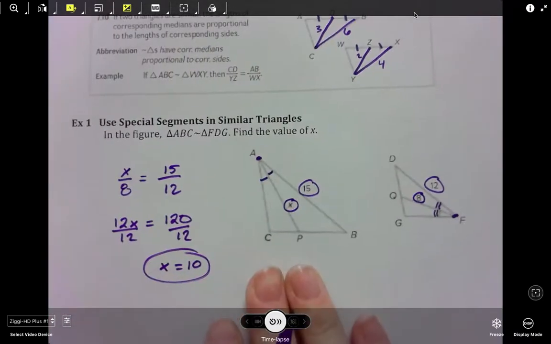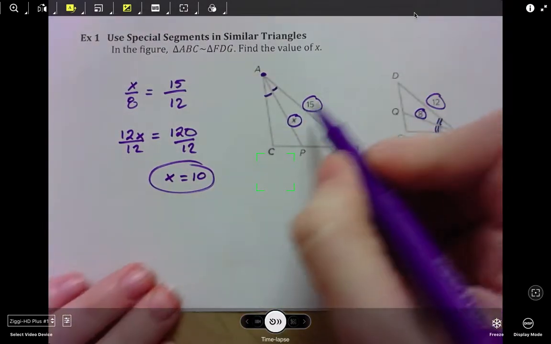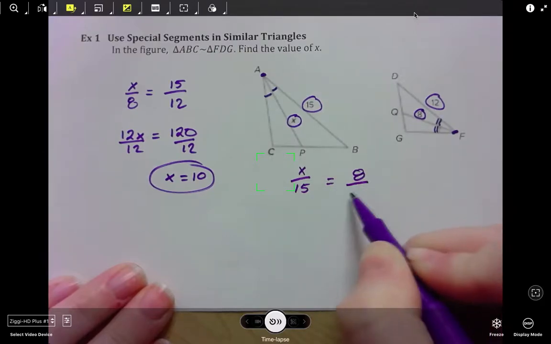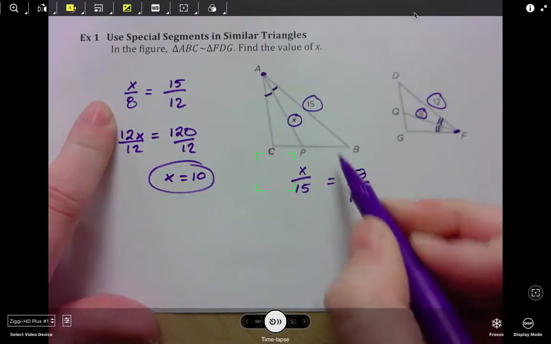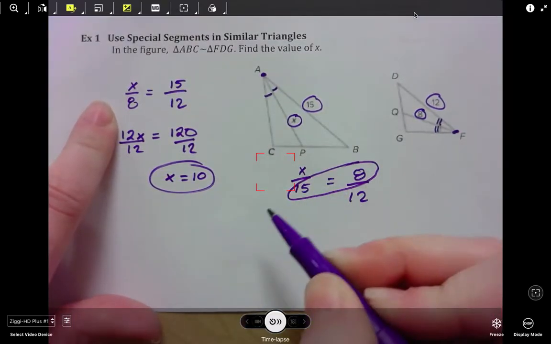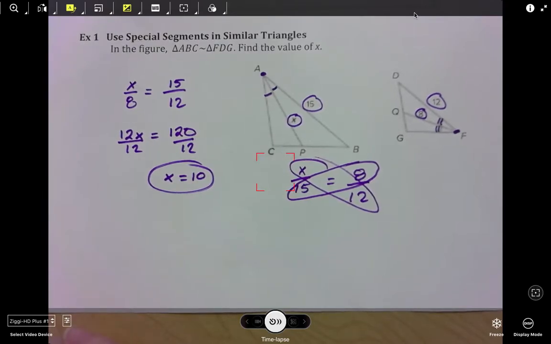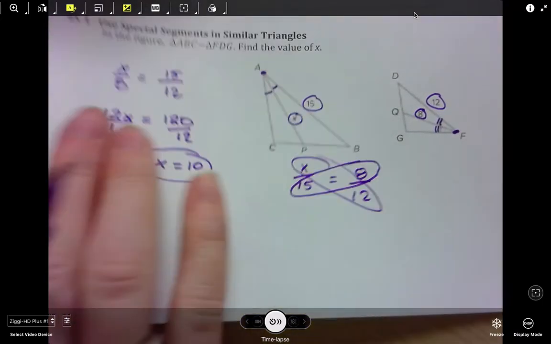Okay. Now, if you set your proportion up different than that, that's no problem. You could also do x over 15 equals 8 over 12, because regardless, just like I set it up here, when I cross multiply, I'm still going to end up taking 8 times 15, and I'm still going to end up taking x times 12. So if you set up your proportion different than somebody else does, you still may end up with the same answer. Okay, going to the back side.